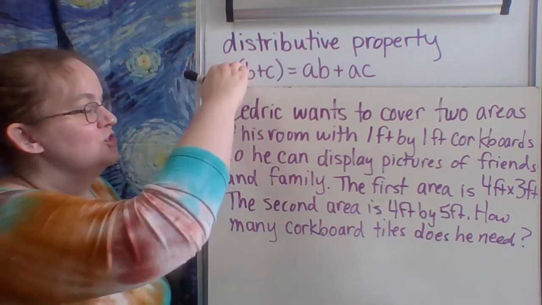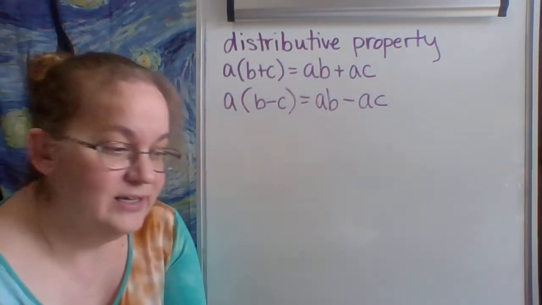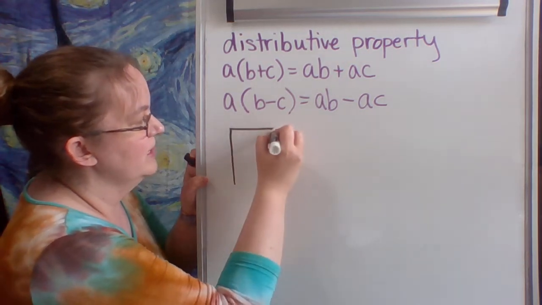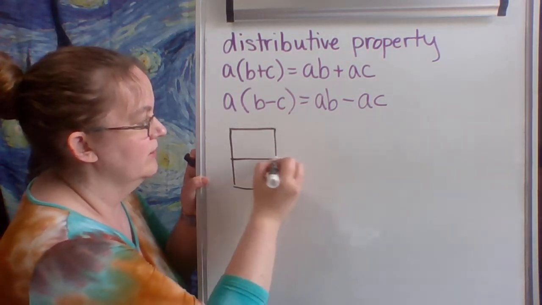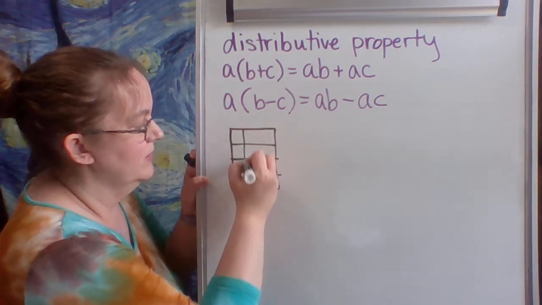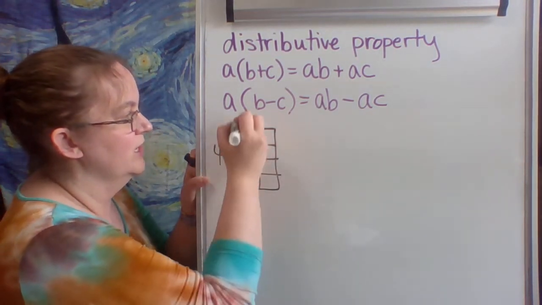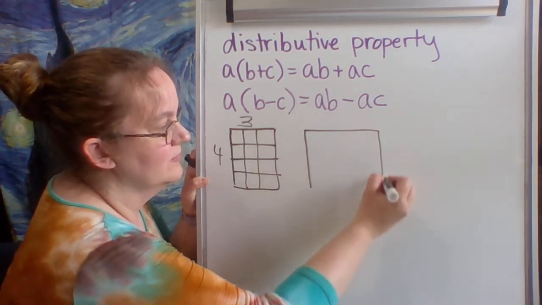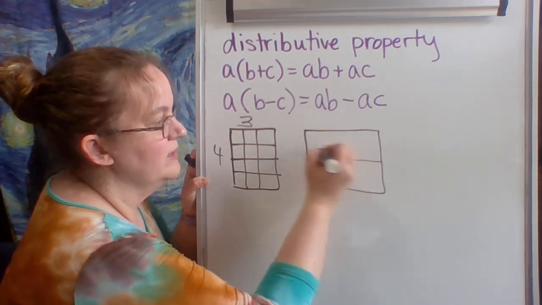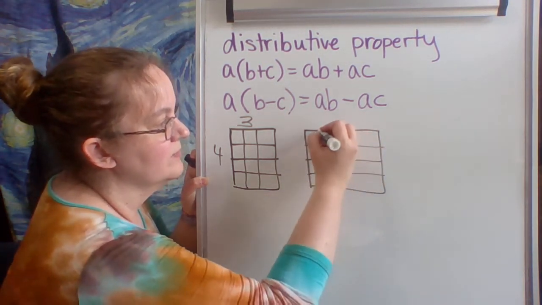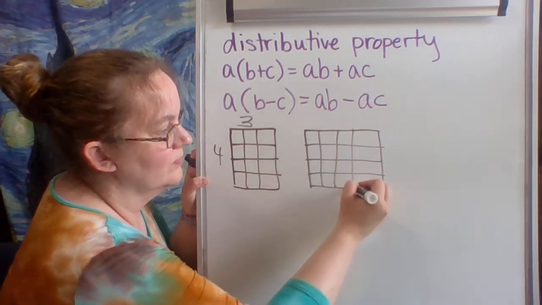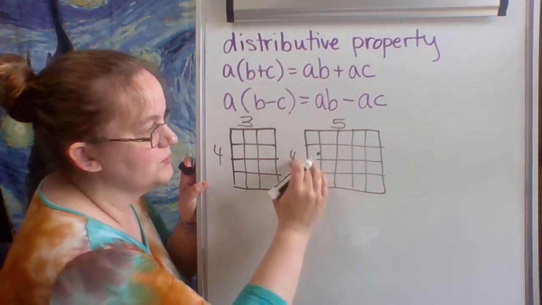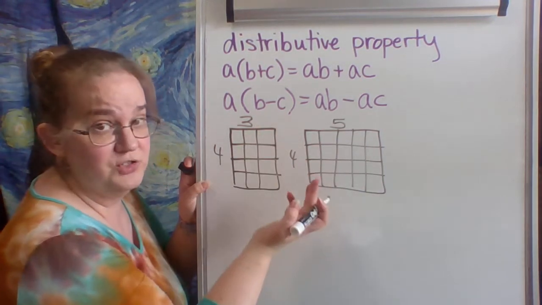Okay, let's start by modeling what this would look like. So if we have, say, a 4 by 3 area, it might look something like this, where I have 4 this way and 3 this way. And I have a 4 by 5. So it might look something like this. And this would display, of course, 4 times 5 is 20 and 4 times 3 is 12.